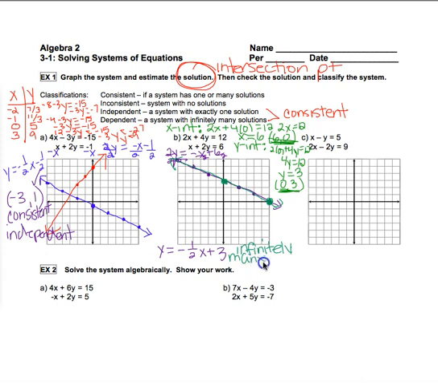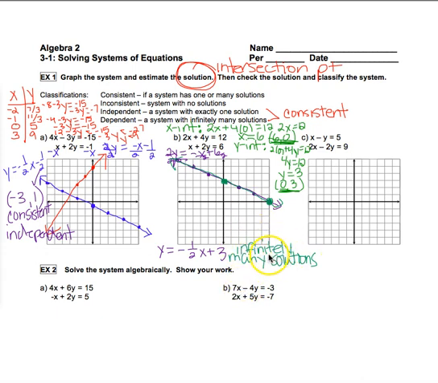Infinitely many solutions. There are some Algebra 1 teachers who have taught you, and I just know from students in the past, to say all real numbers. That is actually not correct. Do not say all real numbers, because it's not any number that we want. It's only the numbers that are actually on this line.